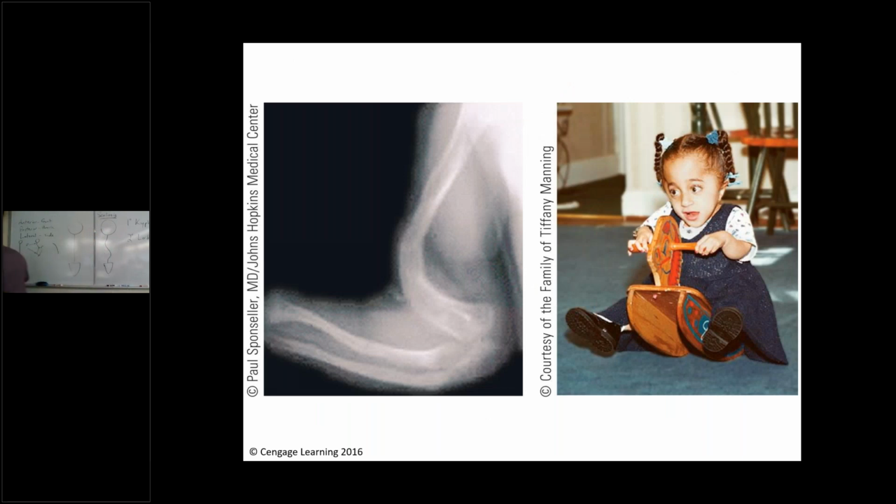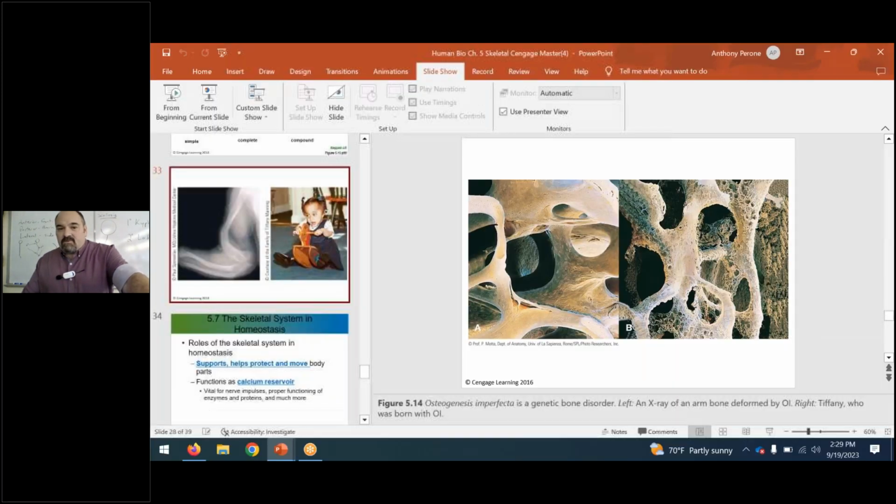Here we have this next image. Here we go. Here's an example of a young child with osteogenesis imperfecta. Let me go out onto the web here for a moment. And you can see that bone should not be bending like that. It shouldn't be soft. There shouldn't be any type of issues where it's deforming like it is, okay?